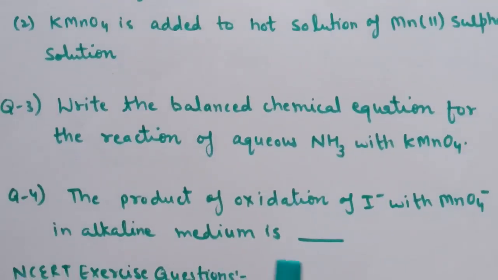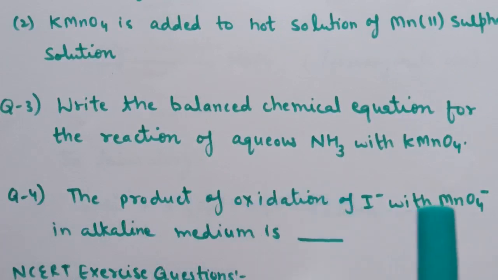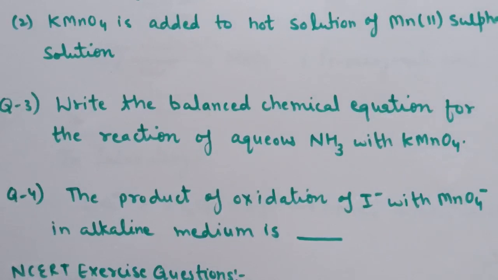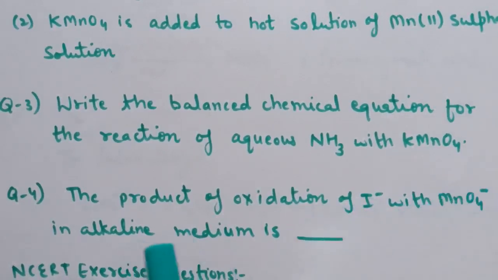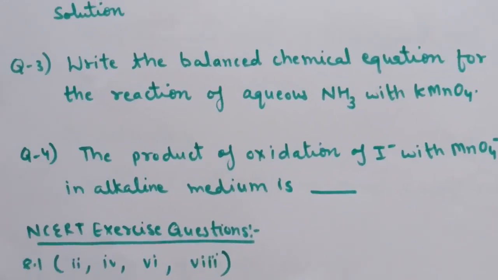Next question is question number 4. The product of oxidation of I negative with MnO4 negative ion in alkaline medium is. So you will write the product of I negative with MnO4 negative in alkaline medium. And NCERT exercise question number 8.1, part number 2nd, 4th, 6th, 8th. You will write down the electronic configuration for these 4 parts.